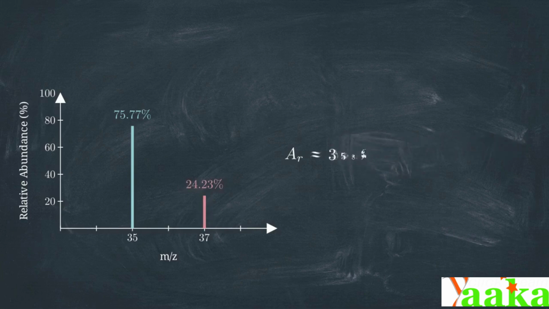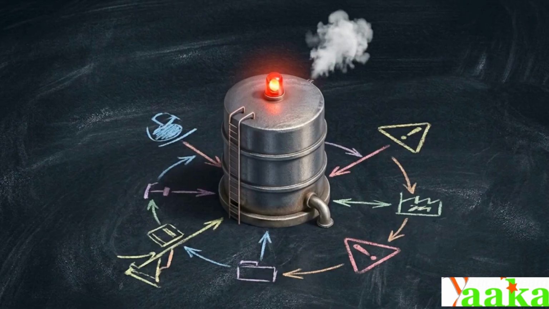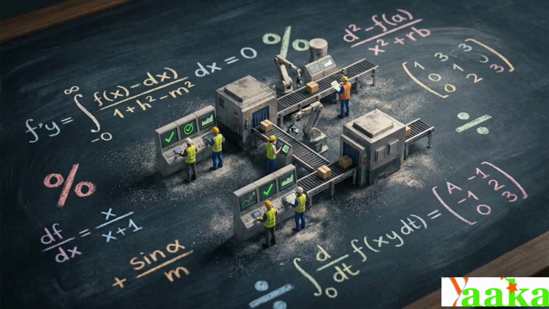The result is 35.5. If a chemical engineer ignored those decimal points and used a flat whole number, scaling a reaction from atomic units to industrial tons would produce massive, costly measurement errors. Accuracy at the atomic level ensures safety and efficiency at the industrial level.